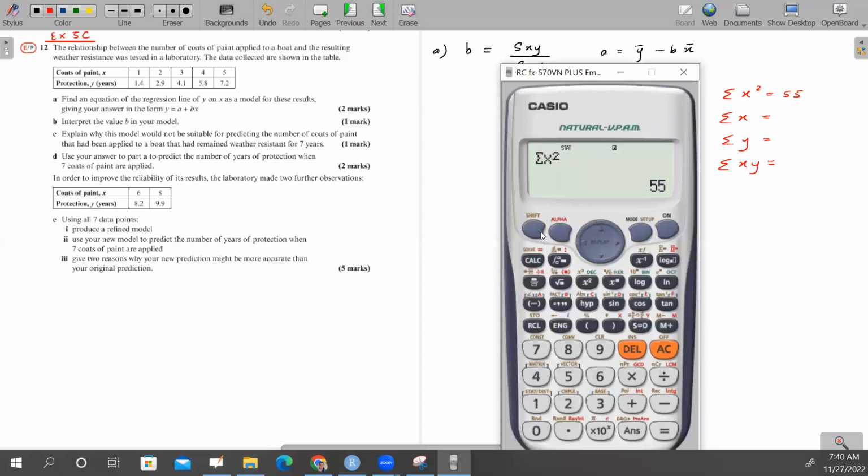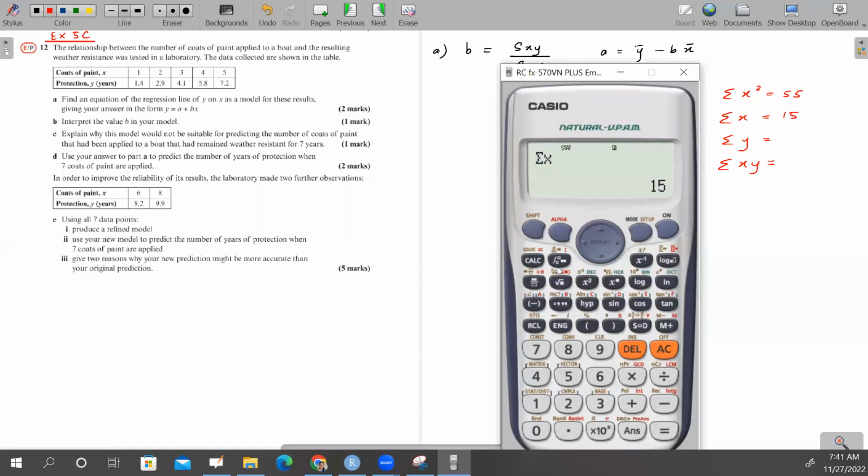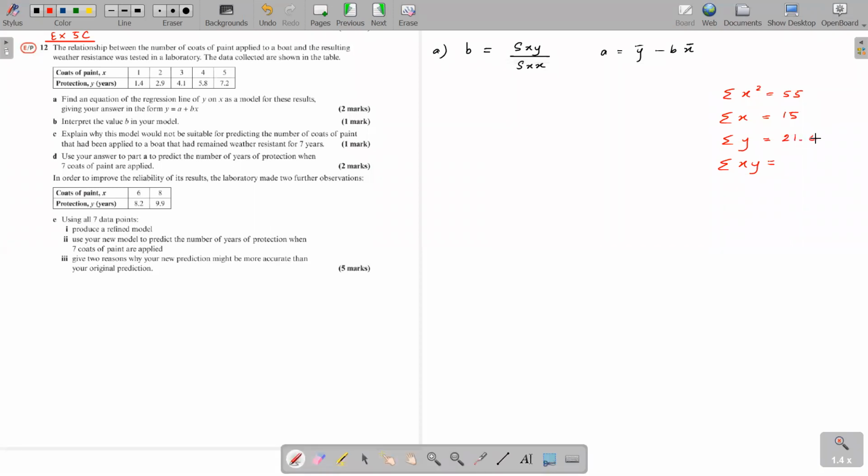Then again you press shift, go to sum, and let's get sigma x, that's number 2. Sigma x is 15. And then let's get sigma y, number 4, that's going to be 21.4. Sigma xy.